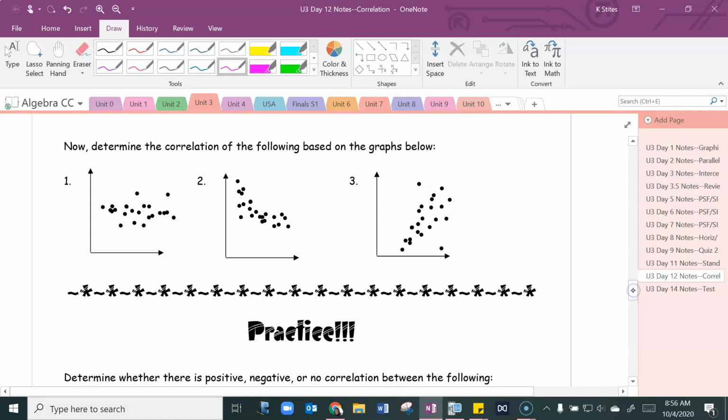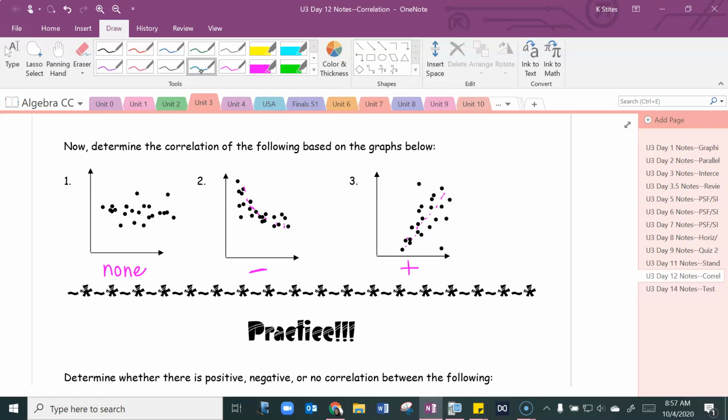All right, so let's take a look at number 1, 2, and 3 and determine what type of correlation we have here. Number 1, you should notice they're just kind of all over the place, so this would be no correlation. Number 2, even though they start to even out, there's definitely a downward trend here, so this one would be a negative correlation. And number 3, even though you've got some points kind of off on their own, in general this is going uphill, so this one would be a positive correlation.